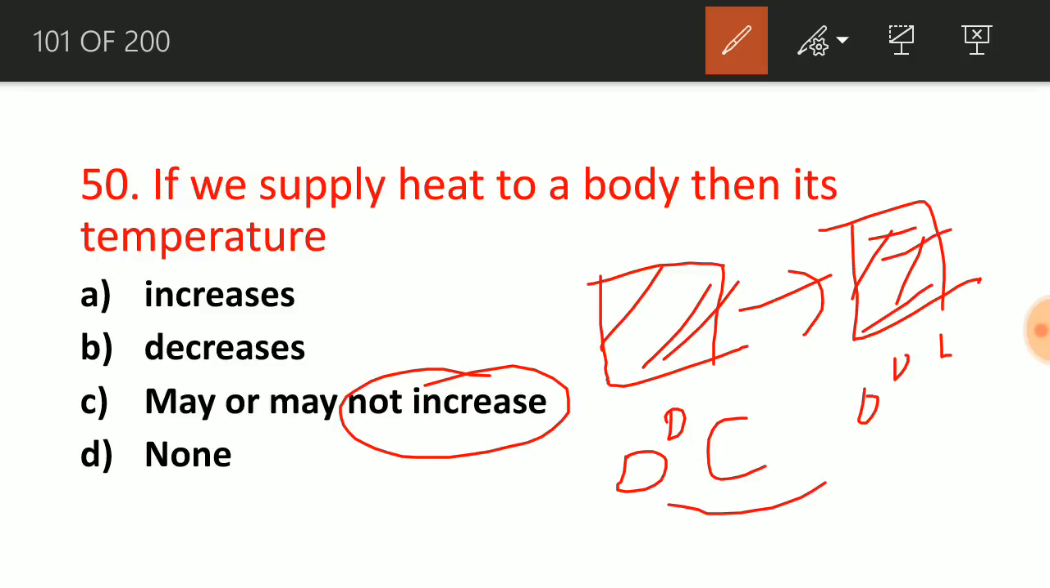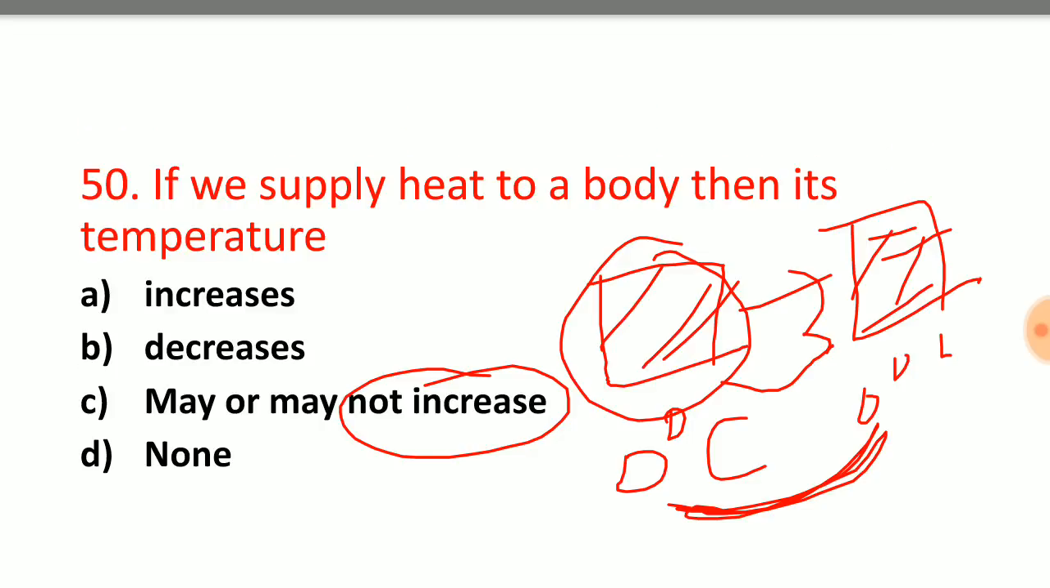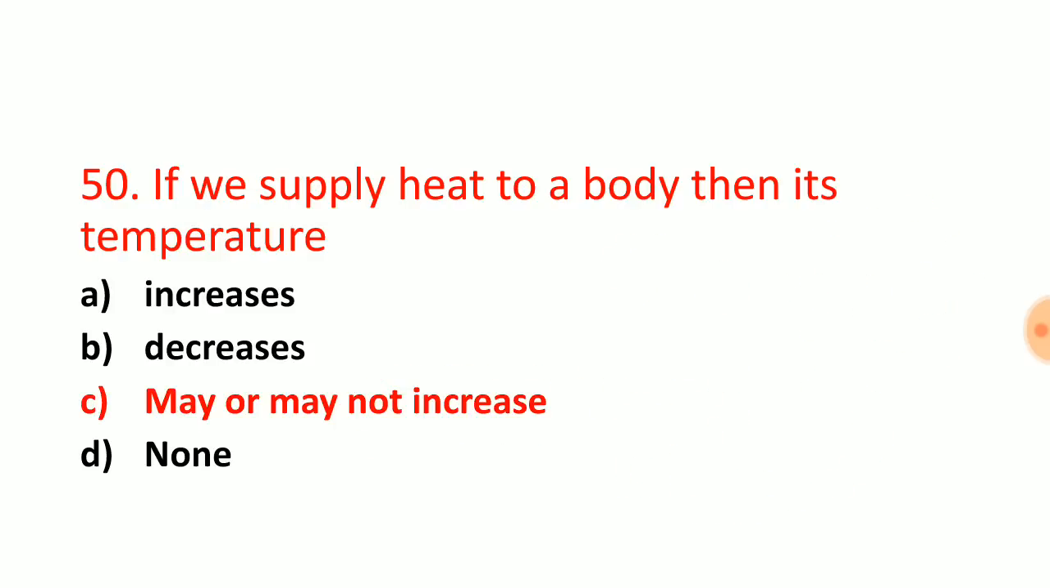In such a case, temperature is constant but heat is used up by this ice in order to convert its state from ice to water. So giving heat does not always mean temperature is increasing. Sometimes temperature will remain constant, that is in the case of latent heat. So option C is the correct answer for question number 50.